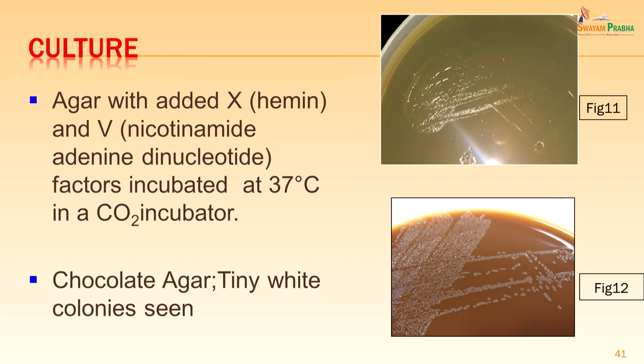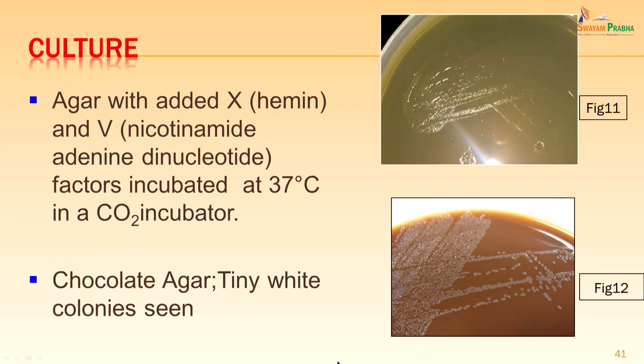Factor V, or nicotinamide adenine dinucleotide, is required for its metabolism, which helps it in the oxidation reduction processes. So, unless these factors are available, the bacteria will not grow. It of course requires a temperature of 37 degrees centigrade and a CO2 incubator. The medium at the top is trypticase soya agar with factor X and factor V added to it, and you will find tiny transparent colonies of Haemophilus influenzae which have grown on it. The plate at the bottom shows growth on chocolate agar, again with tiny colonies.